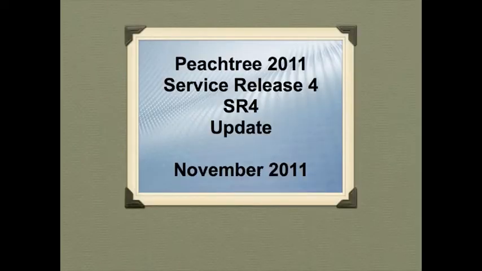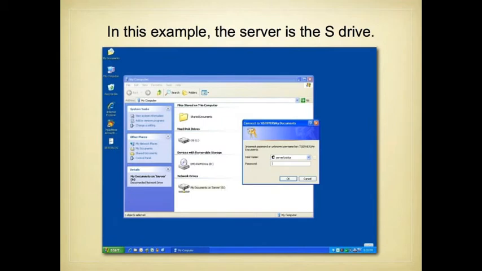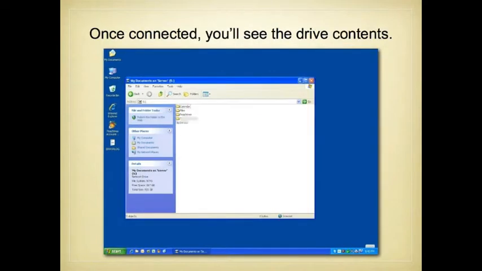This is a short video showing the steps involved to processing the service release 4 for Peachtree 2011. Now, often you'll get an error message that says you can't connect to your data file. This may be because you need to double click on your map drive in My Computer and provide a username and password. And then that should load the network drive contents.